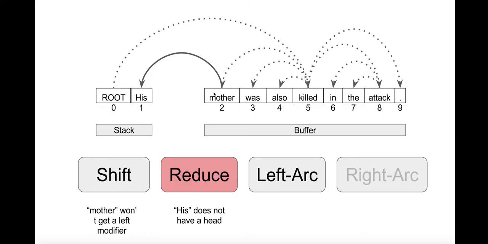Mother won't get a left modifier if we shift the token mother onto the stack. Why is that? This is because once a token is shifted onto the stack, it never goes back to the buffer, and only when a token is on the buffer can it have a left modifier. So we cannot shift the token mother either, and we are only left with one alternative, that is the left arc from the token mother to the token his.